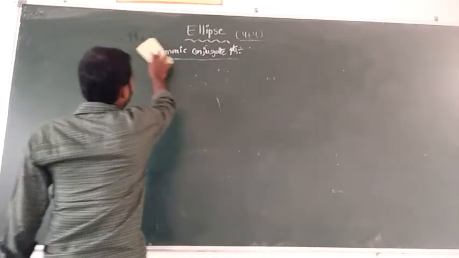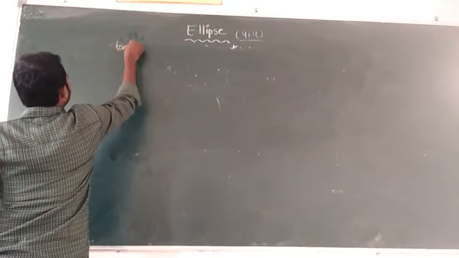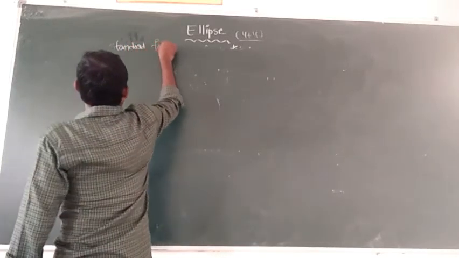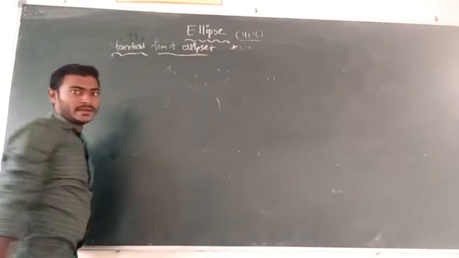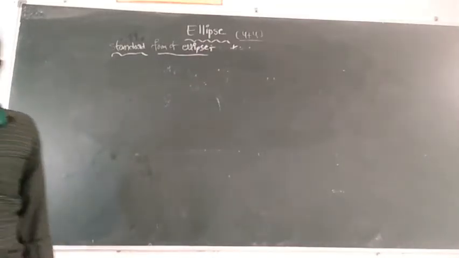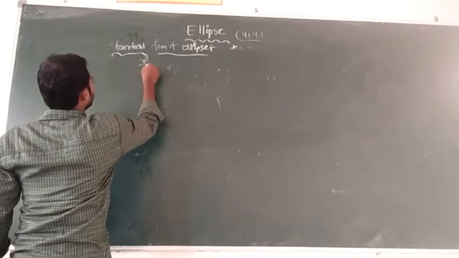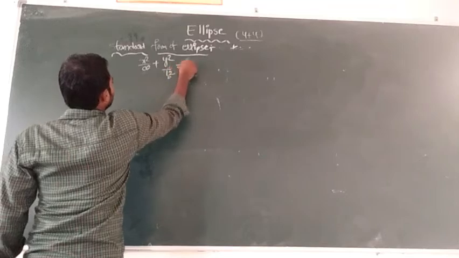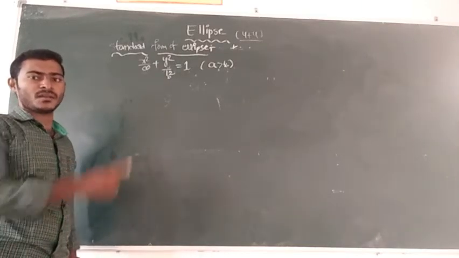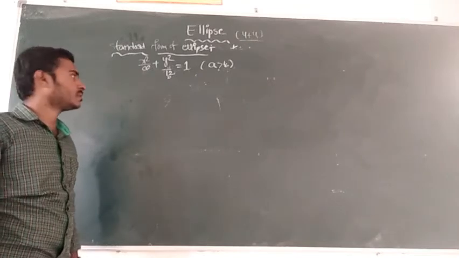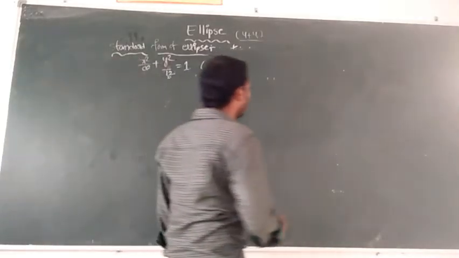Now next we have the standard form of the ellipse. And what is the standard form of the ellipse? Clearly, we know the standard form of the ellipse is x square by a square plus y square by b square equal to 1, where a is greater than b. To derive this standard form of the ellipse, first we draw a diagram.